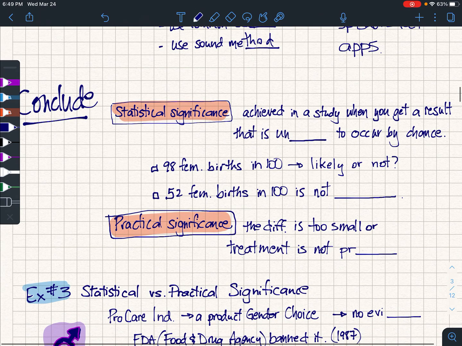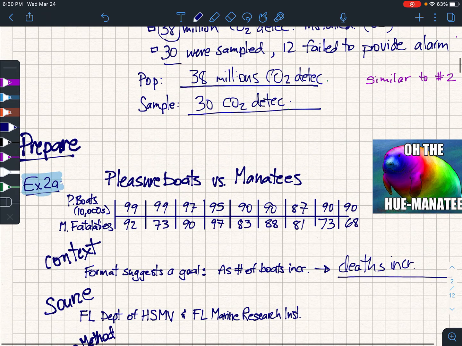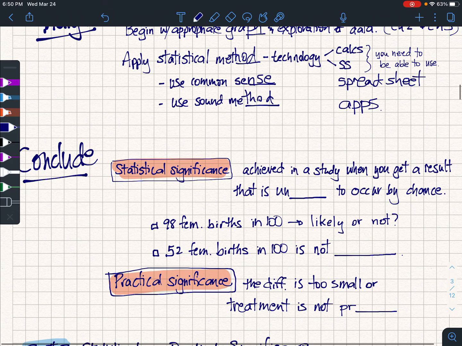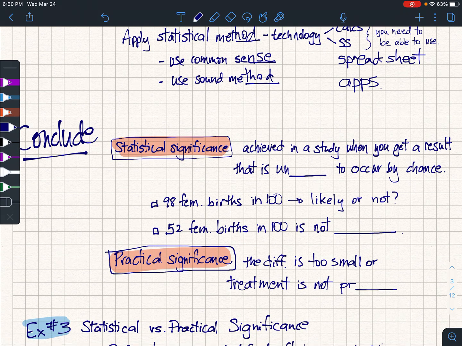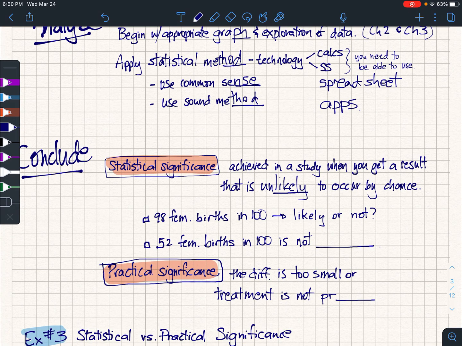Finally, when we conclude our data, we look at the data and ask, is this significant? Was there something worthy in this data? We could go back and look at the manatees one. I haven't done any work on this particular data set, but maybe there is no significant relationship here. So first of all, we want to look at, is there a statistical significance? That means that the results of the study are unlikely to occur by chance.